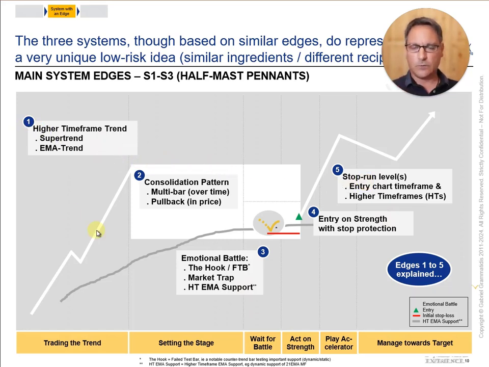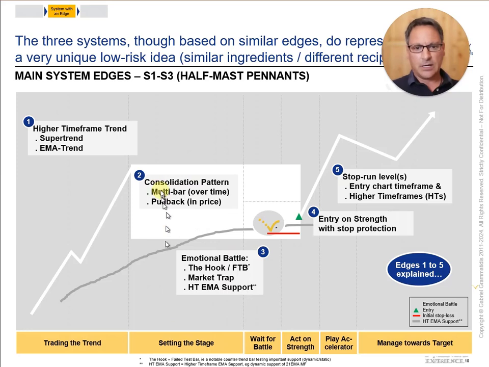So what we need for all 3 systems is a trend on a higher time frame. In our higher time frame chart, we need a trend, either a super trend or an EMA trend. This is the trading the trend part, right? Then we need setting the stage. We need a consolidation pattern. It's either a multi-bar pattern that forms over time on a horizontal line. The line is what we call the base, and we need a certain amount of swing touches on the base, or it's a pullback in price. That would be system 3.